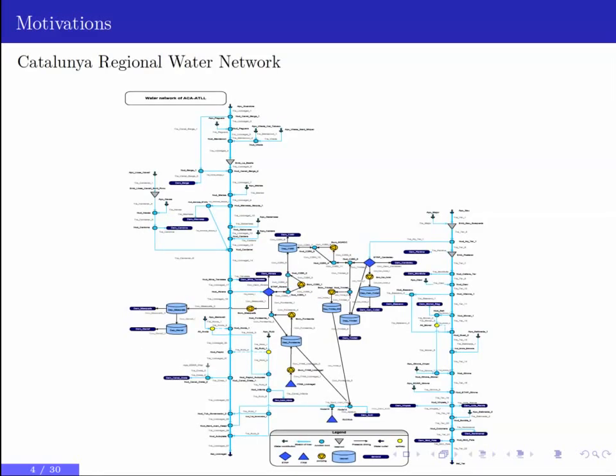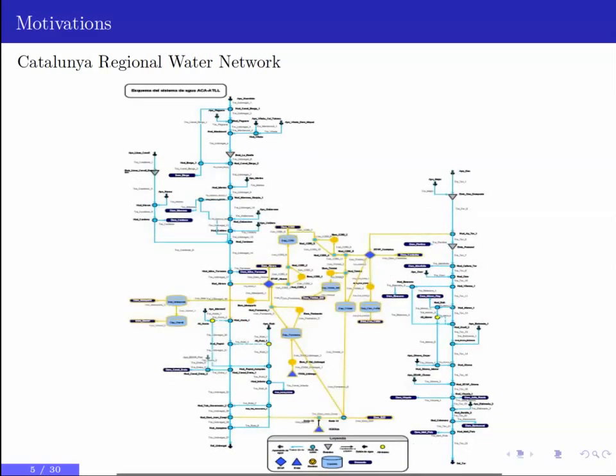Here is the aggregated topology of the Catalunya Regional Water Network. According to the definition of the different layers, the 2 rivers, Llobregat and Ter, which lie on the 2 sides of this plot, together with their connected elements, constitute the supply layer. The center part of this plot is the transportation layer, and the distribution layer lies inside the demand nodes of the transportation layer. Here is the network after dividing. The center yellow part is the transportation layer, and the 2 sides blue part is the supply layer.